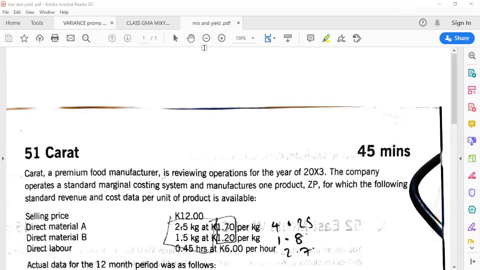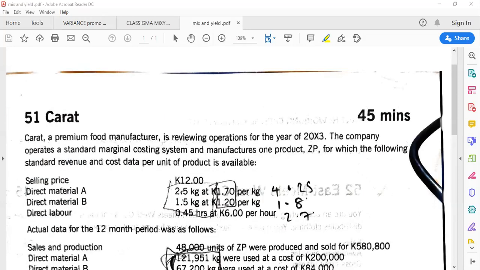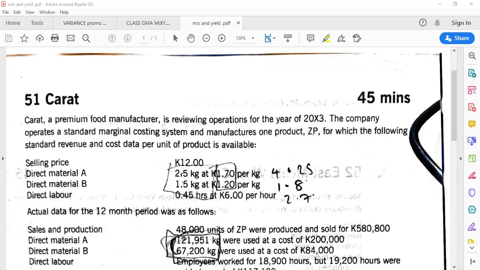So remember, in our earlier sessions, we were discussing cost variances, and here's what we did. There was this other variance here that I want us to talk about, and that is what I want to show you.